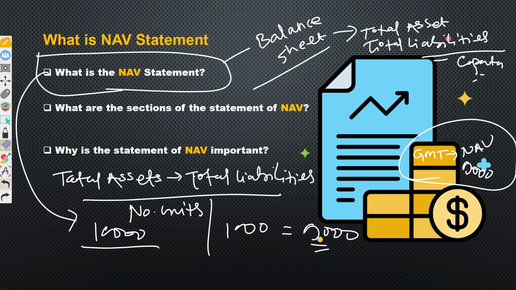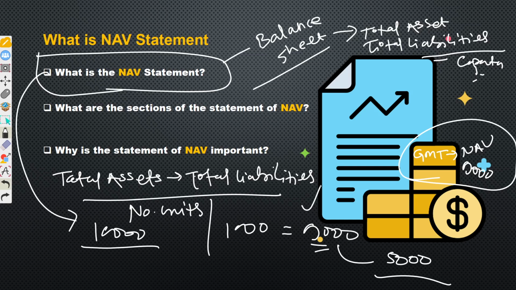Apart from that, the same NAV statement helps investors understand their investment's progress or value. Let's say you invested when the fund NAV was 5,000, but now NAV is 9,000. See this, you have almost 90% gain in your fund investment. And this is how it helps investors understand the exact picture or position of their investment value. That's why the NAV statement is important.